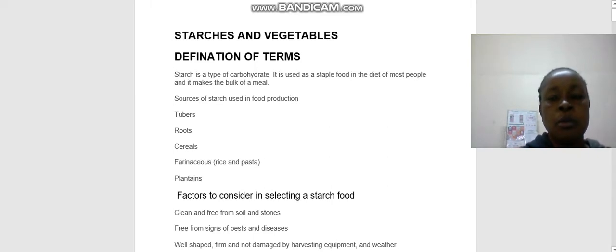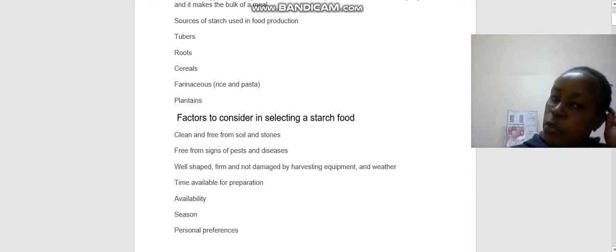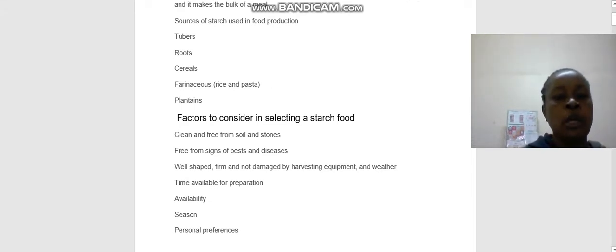Then we are going to talk about the factors that you consider when selecting starch as a food. One, you should see that the starch or the food that you are going to buy is clean and free from soil and stones. The second point to consider is that it is free from signs of pests and diseases. And the third point is that it should be well shaped, farmed, and not damaged by harvesting equipment or even the weather.